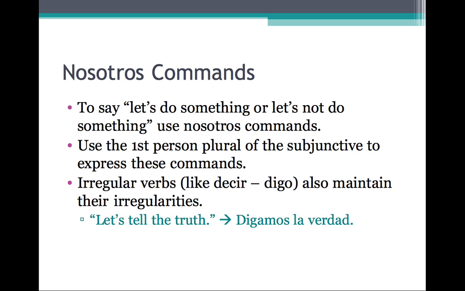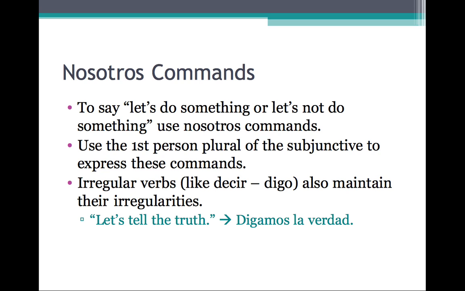So that's just the subjunctive in the nosotros form. Okay. And all those irregular verbs, like before we've talked about how we have the irregular yo form, drop the O. It's going to follow. It doesn't do everything but the boot. It's still going to follow it to the nosotros commands. So the verb decir is digo. If I said, let's tell the truth, digamos la verdad.